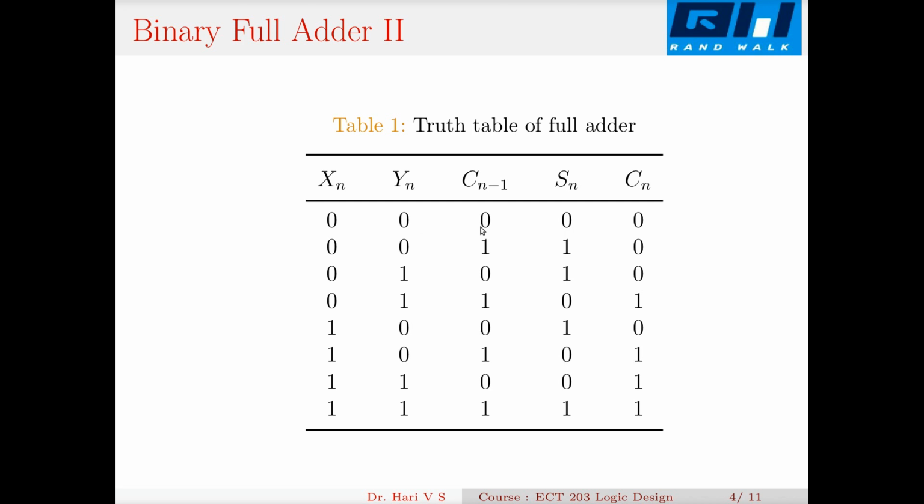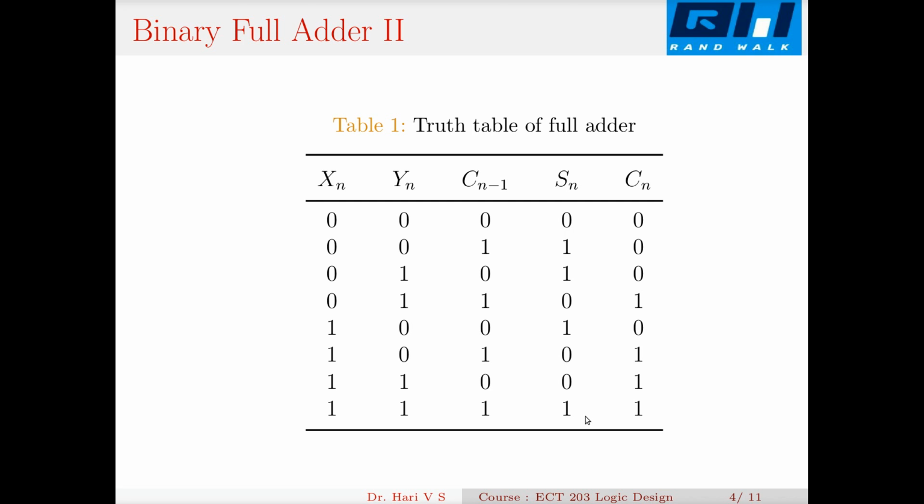When it is 0 0 0, the sum is 0 and carry is 0. When it is 0 0 1, the sum is 1 and the carry is 0. When it is 0 1 0, the sum is 1 and the carry is 0. When it is 0 1 1, the result is 1 0, so the sum is 0 and the carry is 1. For 1 0 0, the sum is 1 and the carry is 0. For 1 0 1, again the sum is 0 and the carry is 1. For 1 1 0, the sum is 0 and the carry is 1. For 1 1 1, the result is 1 1, so the sum is 1 and the carry is 1.